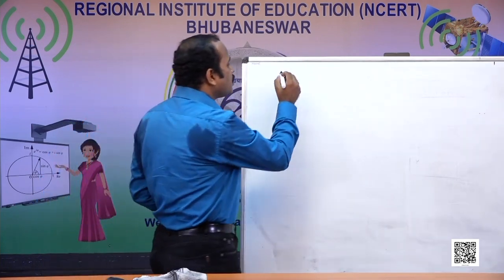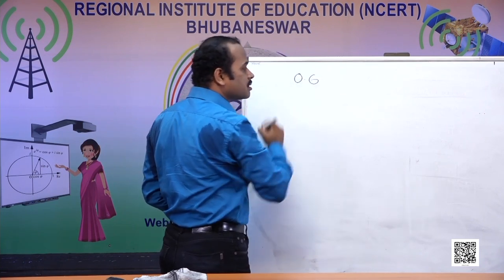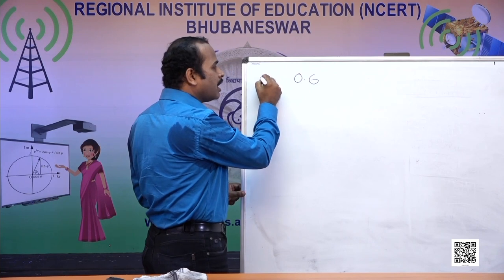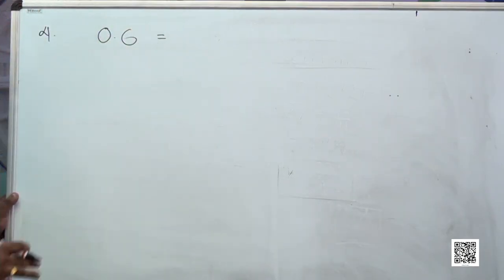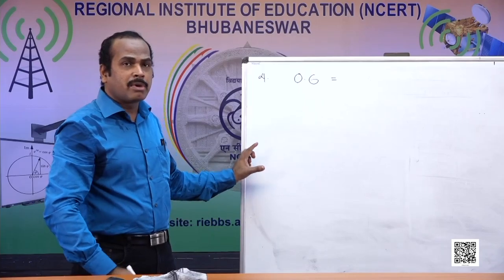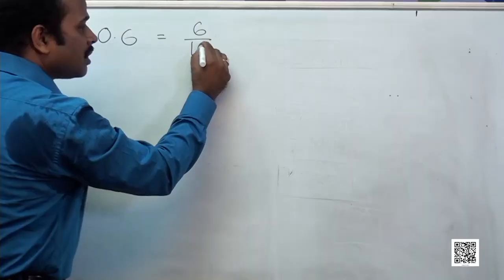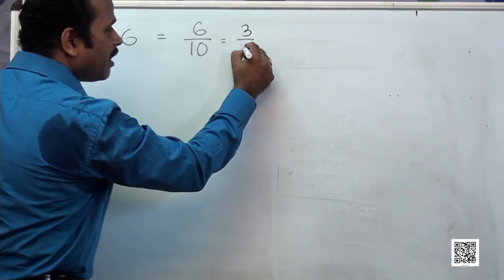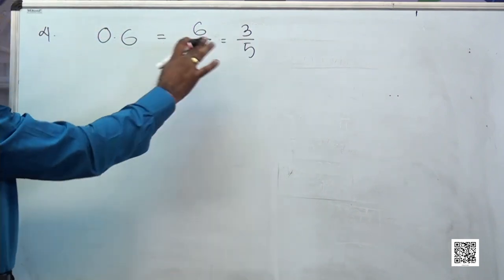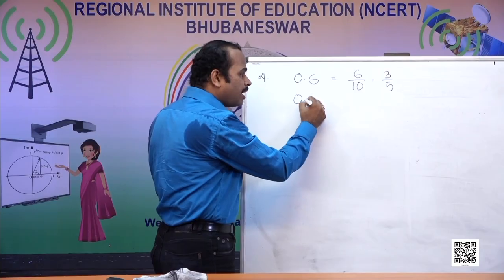For example, let me give some questions now. 0.6. How to convert this number into rational form? 0.6 is a simple terminating decimal number. When it is a simple terminating decimal number, how do we convert it? Simply we can write it as 6 by 10. And 6 by 10 can be written in minimum form, so it will be 3 by 5. So 0.6 is converted.